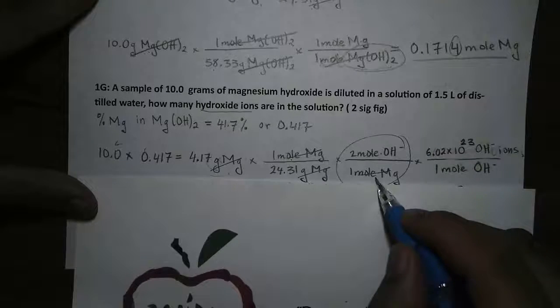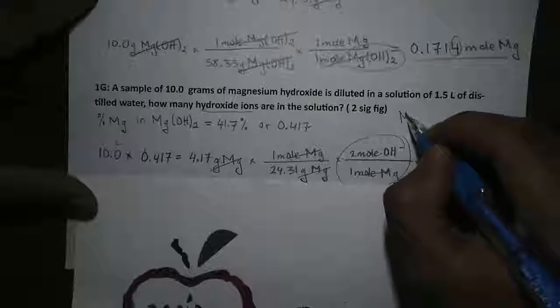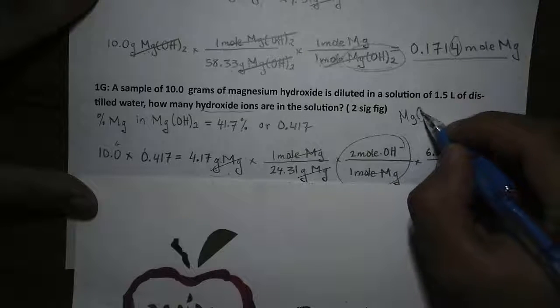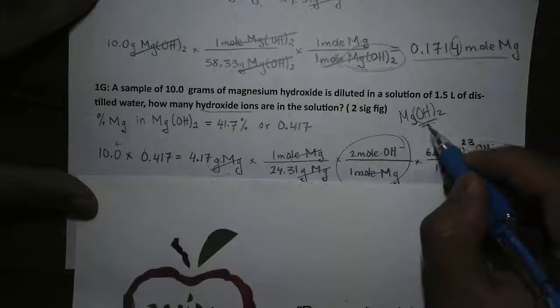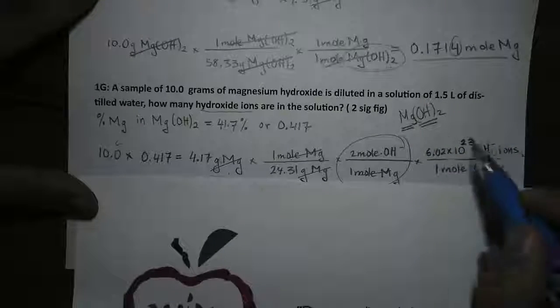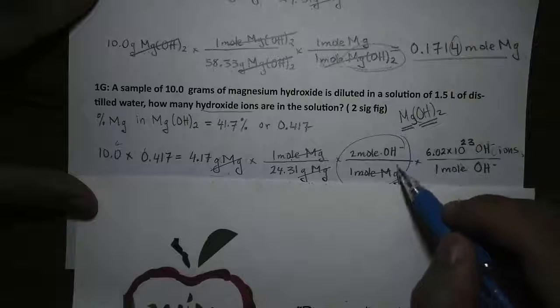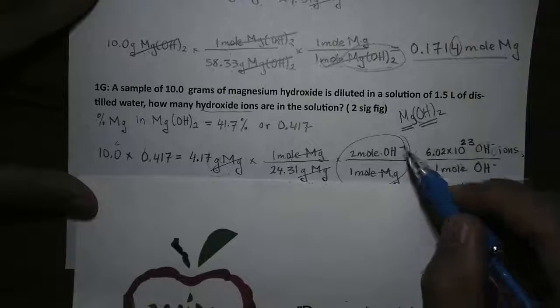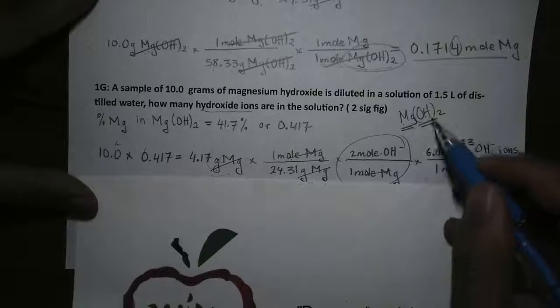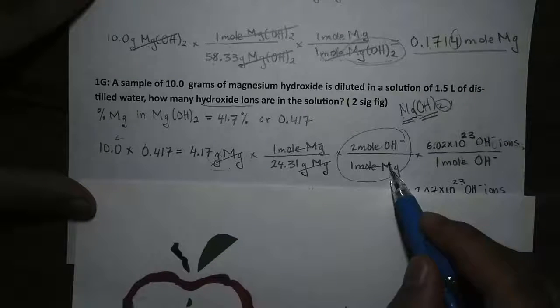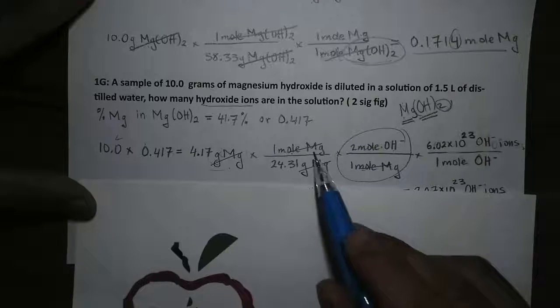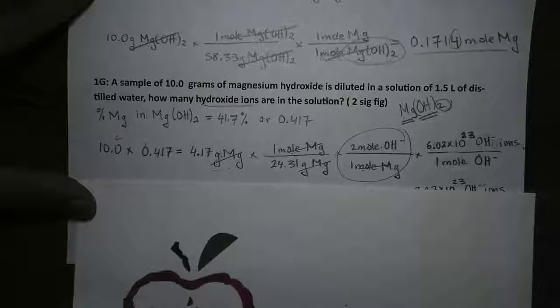And where do I get this mole ratio from? Go back to magnesium hydroxide over here. Notice how this is hydroxide and this is magnesium. And if we look at this in terms of magnesium, how many magnesium do we have? 1. And how many hydroxide do we have? 2, because of that 2 right there. As simple as that. And of course, moles of magnesium cancel out, giving us moles of hydroxide.